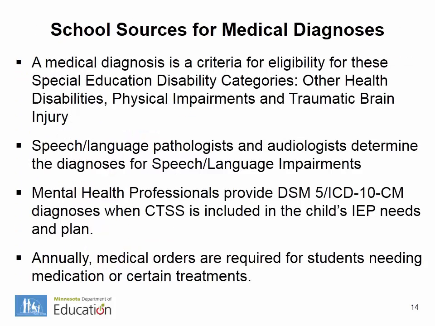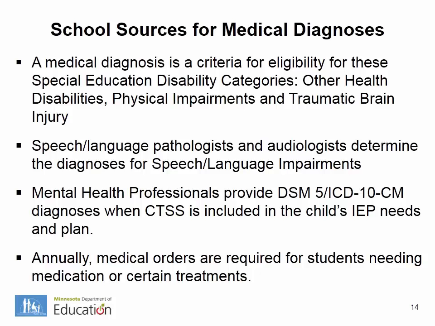School sources for medical diagnosis. A medical diagnosis is a criteria for eligibility for these special education disability categories: other health disabilities, physical impairments, and traumatic brain injury. Speech and language pathologists and audiologists determine the diagnosis for speech and language impairments. Mental health professionals provide DSM-5 ICD-10-CM diagnosis when CTSS is included in the child's IEP needs and plan.